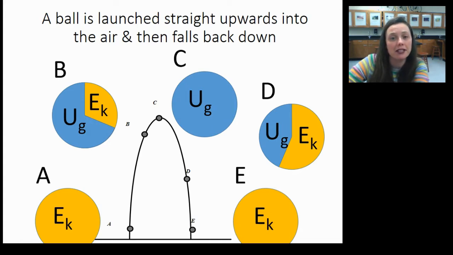If you compare the pies for point B and point D, on the way up and on the way down, they're similar in that they both have both forms of energy, kinetic and gravitational potential. But because point B is higher, it has more gravitational energy than it did at point D. And because it will be going faster at point D, it has more kinetic energy at point D than it did at point B.